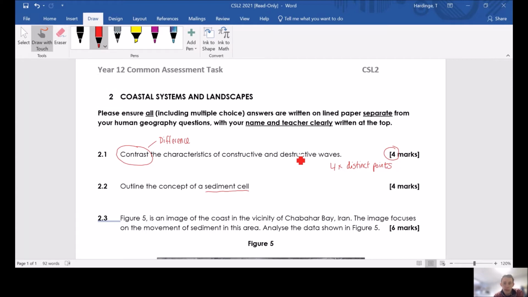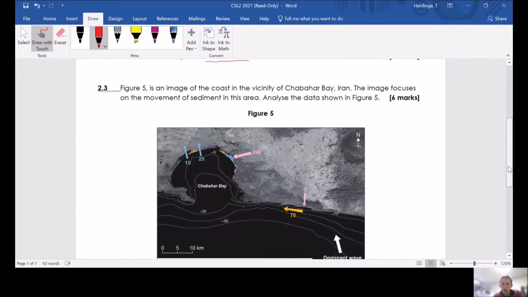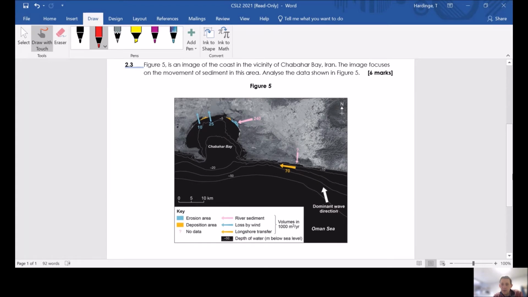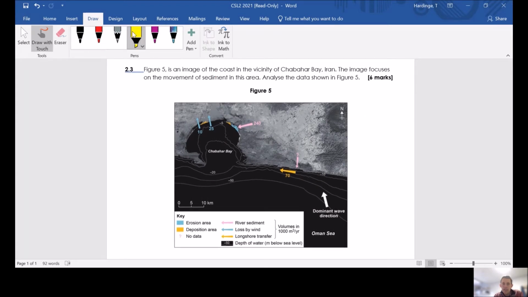For question 3, you've got a 6-mark question, which involves you analysing the data in a figure. If we have a look here, it says within the question, figure 5 is an image of the coast in the vicinity of Chabahar Bay, Iran. Well, you might think I've never heard of that place before, but that doesn't matter. You're not being assessed on your knowledge of this place, just on your ability to analyse the data.